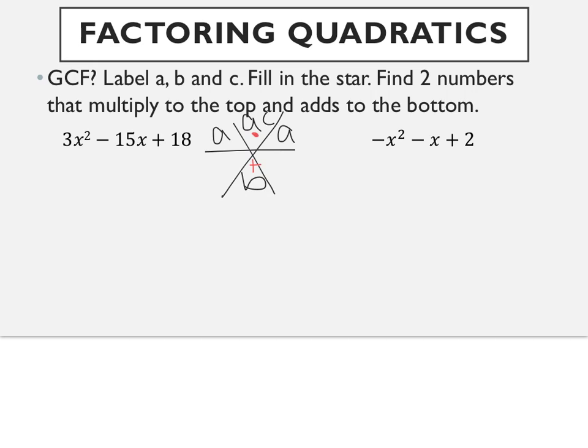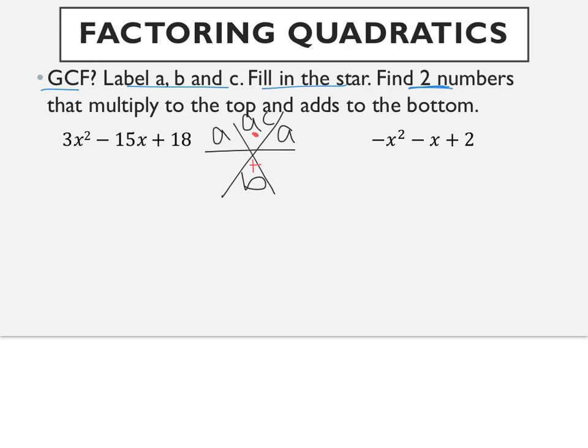All right, so like I said, multiplying and factoring are opposites of each other. So this time we start with 3x squared minus 15x plus 18. And this time we're going to factor it back to look like something that needs to multiply together. So I kind of labeled out your steps up here again: label the GCF, pull out a GCF if there is one, label A, B, and C, fill in the star, and then we find our two numbers that multiply to the top but add to the bottom.